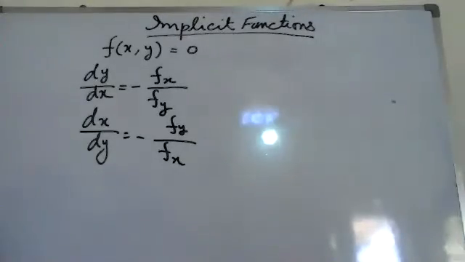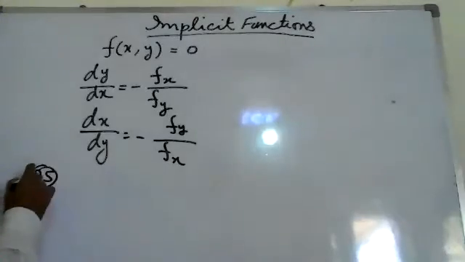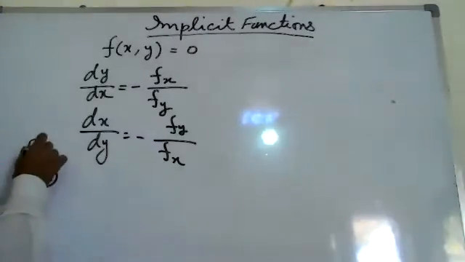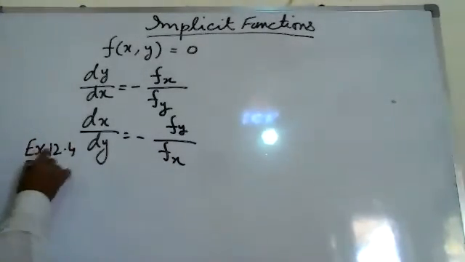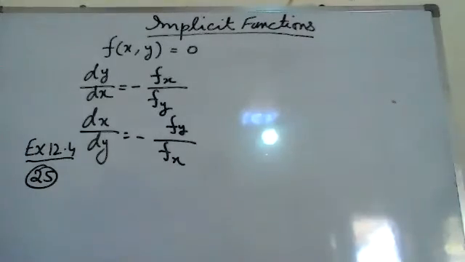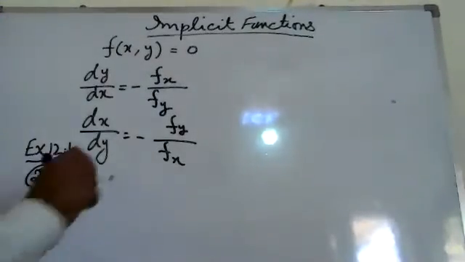Question number 25, exercise 14.4: y cube plus y square minus 5y minus x square plus 4 equal to 0.